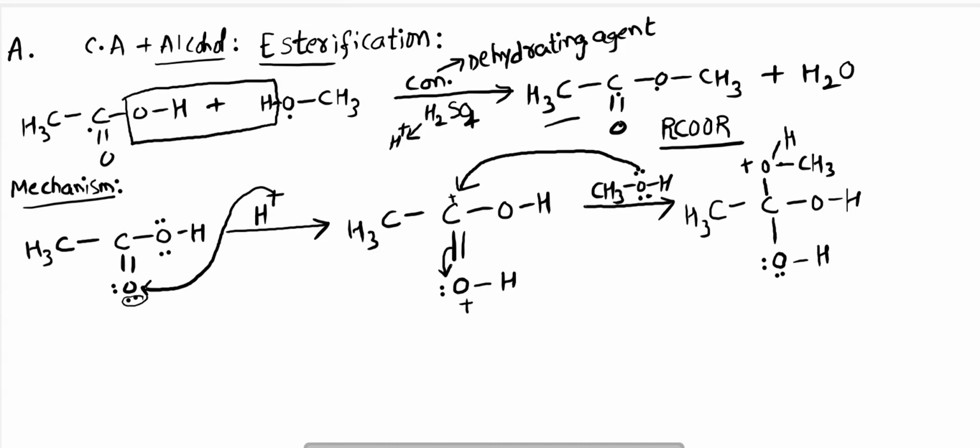I'm repeating once again. Let's see this. The carboxylic acid structure is like this. We have 2 oxygens with 2 electron pairs. The acid like H2SO4 releases H plus ions. H plus ions attack one of the oxygens. Mainly it attacks the double bonded oxygen because it has more electron density.